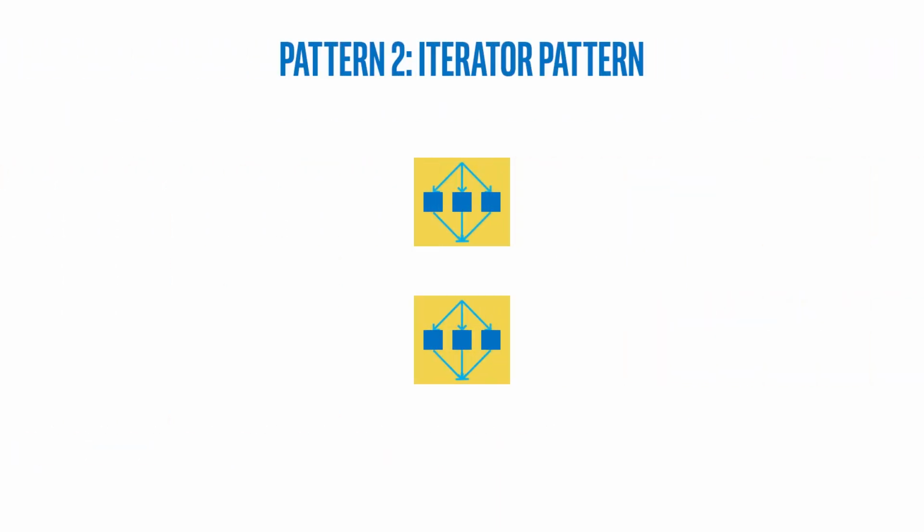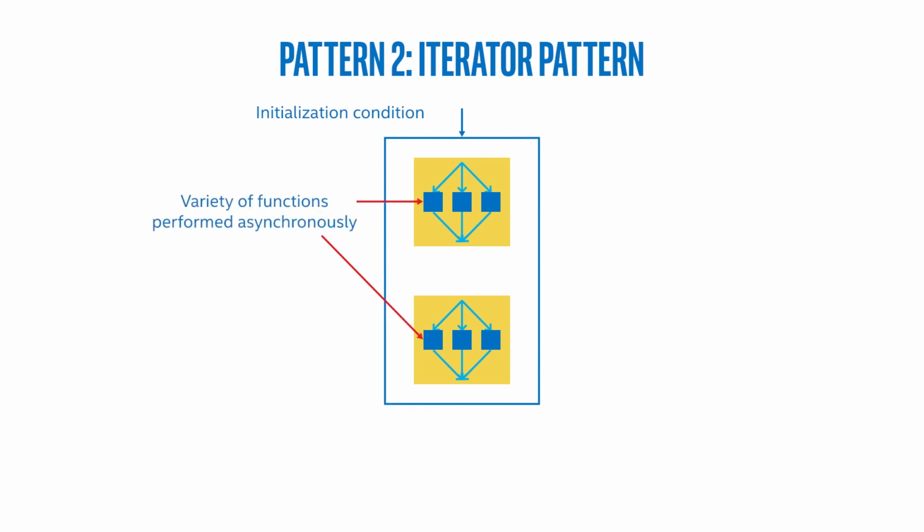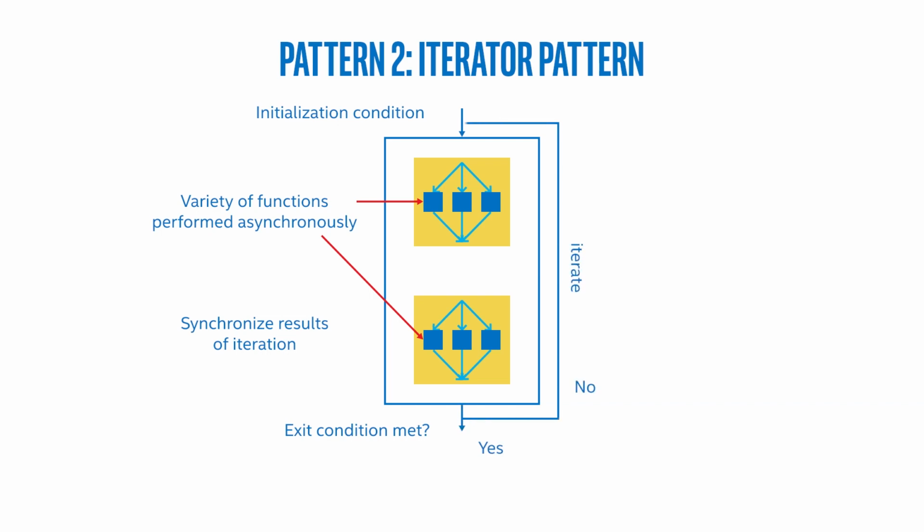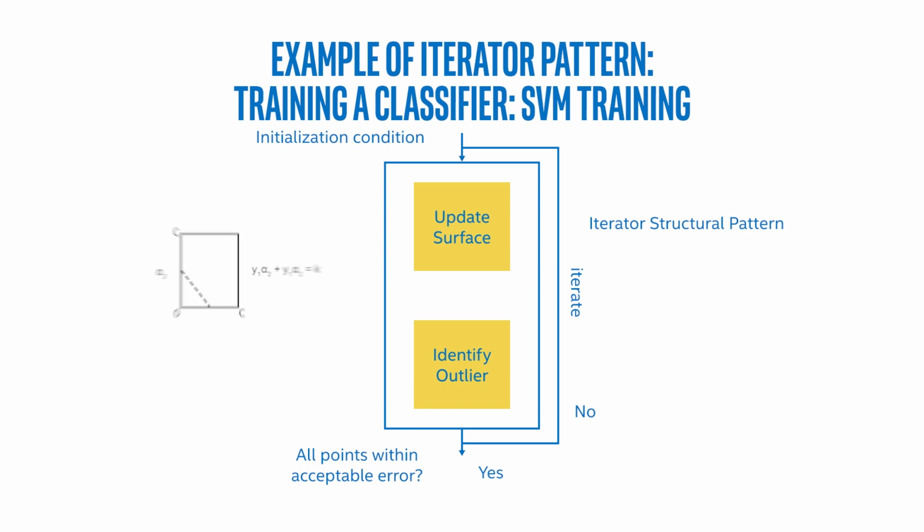Second pattern is the iterator pattern. We begin with an initialization condition. We have a body in which a variety of functions are performed asynchronously. Before exiting the body, we synchronize results of iteration, and we then test an exit condition. If we've met this, we simply continue. If we've not, then we iterate again. Examples of this included our training and classifier and our support vector machine training.